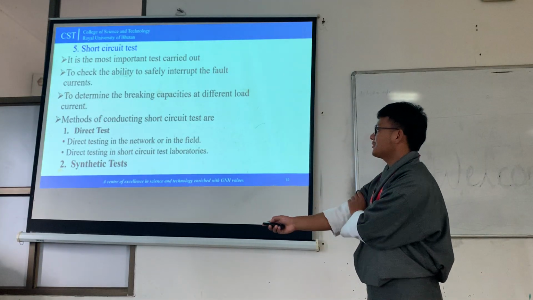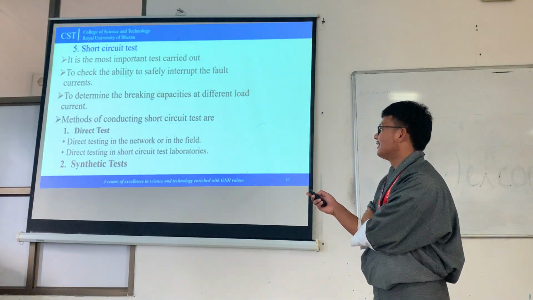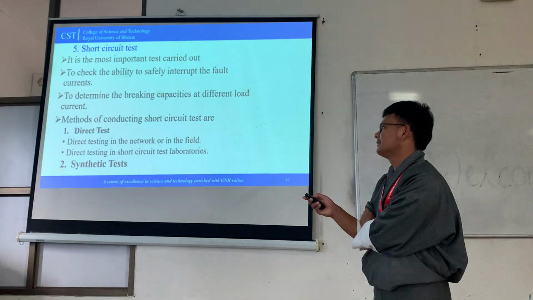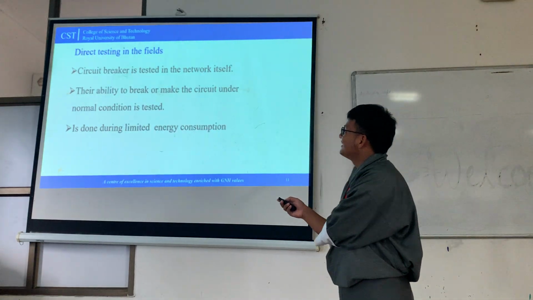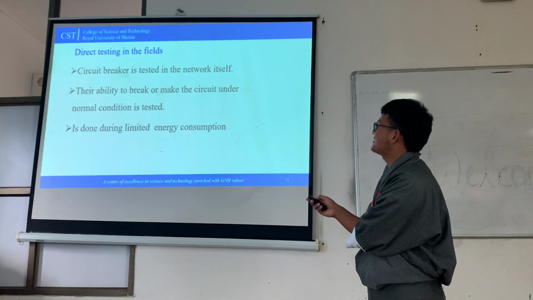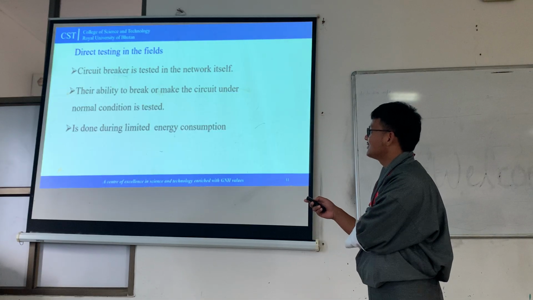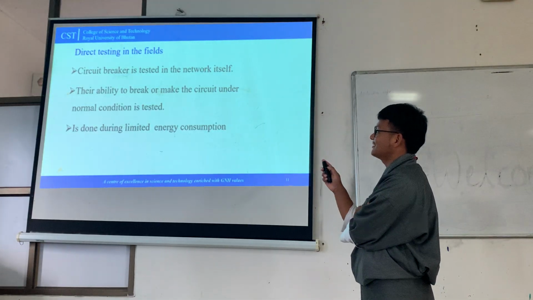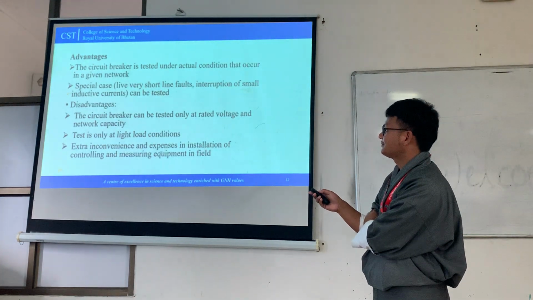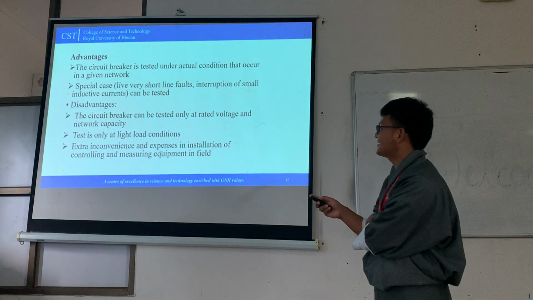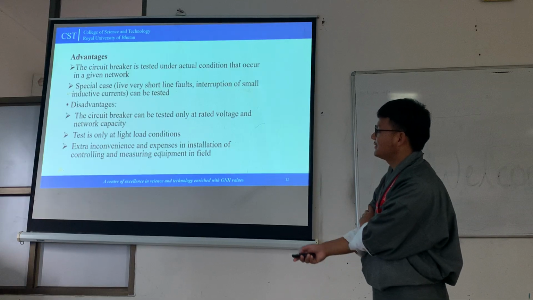In the short circuit test we have direct testing, and direct testing is mainly done in the network or in the field. Direct testing of the circuit breaker is tested in the network itself, and it is very important to remember that a normal condition is tested. The direct test is in the field. These are the advantages of direct testing. The first advantage is that the circuit breaker is tested in active network conditions.